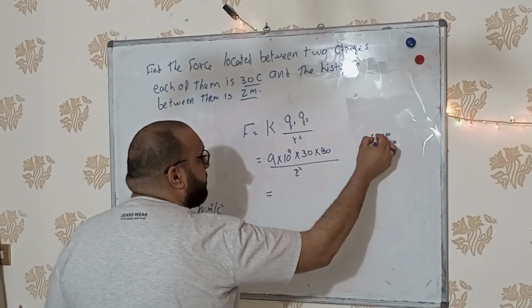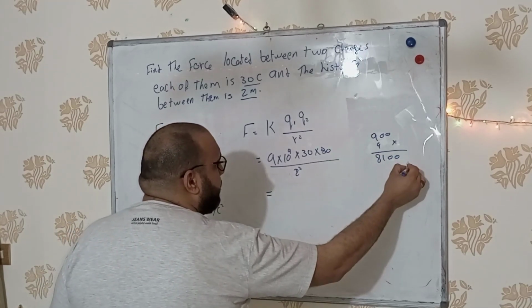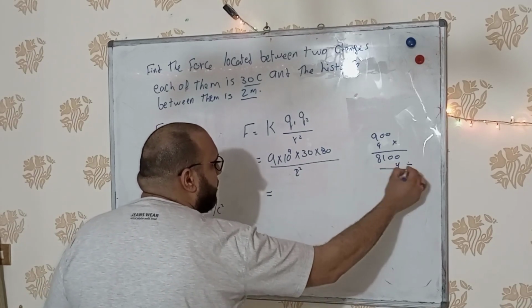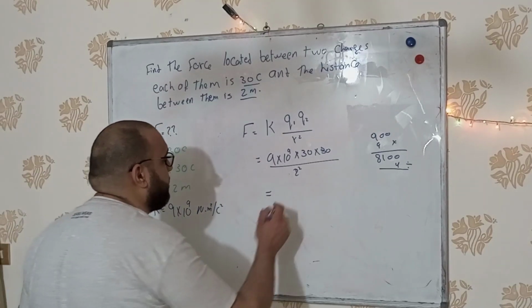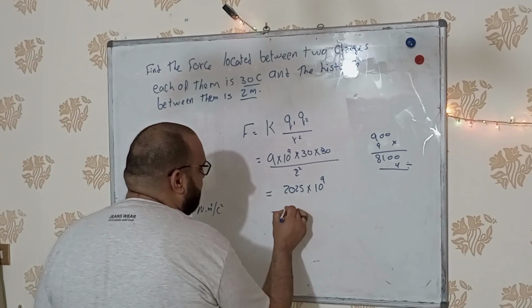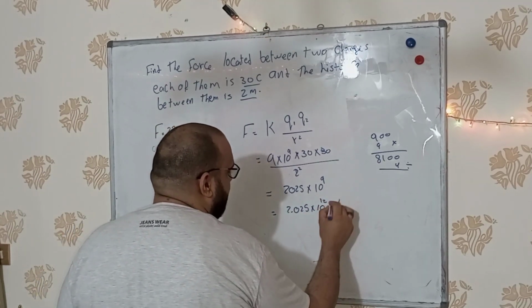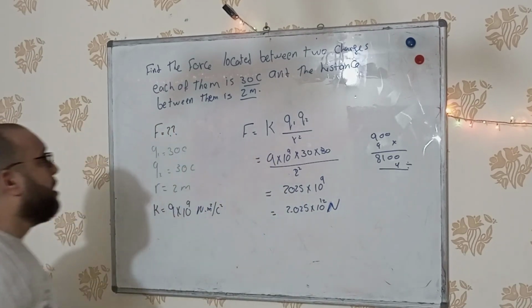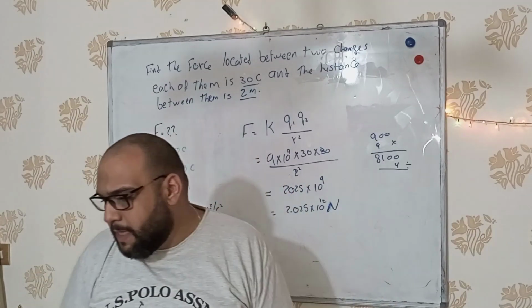So it will equal 900 times 9 over 4. I don't have a calculator right now. I have it, it will be 2025. 2025 times 10 to the power 9, or we can write it like that: 2.025 times 10 to the power 12, force measured in Newtons. So I think now you are able to know how to solve this problem. So easy, only direct substitution. Right. The next slide.